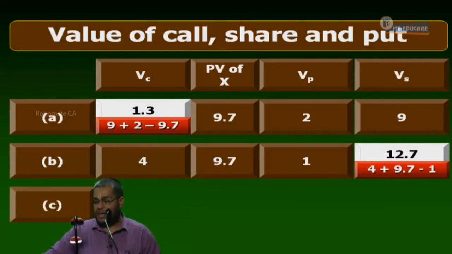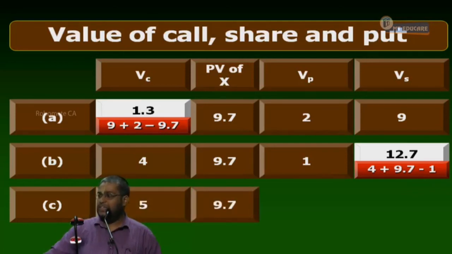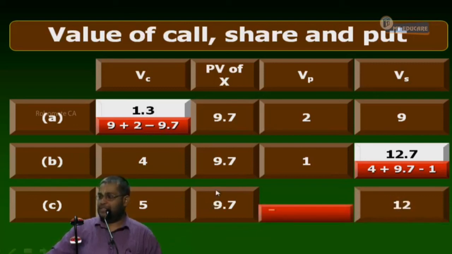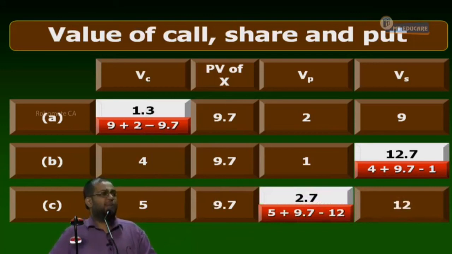Now, third question. What is the value of the call? 5. What is the value of the share? 12. Asked to find out the value of the put. The call value is 5, PV of X is 9.7, the share value is 12. What is the value of the put? 5 plus 9.7 minus 12 gives you 2.7. That is the answer for this question.